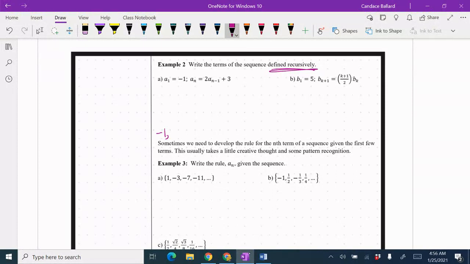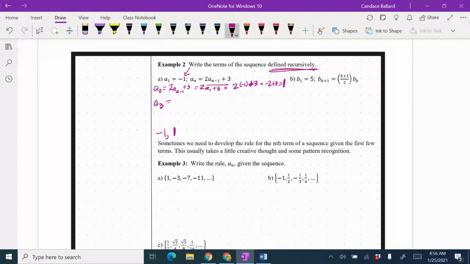my sequence, to get a sub 2, I'm going to use this little formula they give me, a sub 2 minus 1 plus 3. Which really means I have 2 times a sub 1 plus 3. And then I know that a sub 1 is negative 1. So I do 2 times negative 1 plus 3. 2 times negative 1 would be negative 2 plus 3, which equals 1, which means my new term is 1. So I'm going to add that to the list.